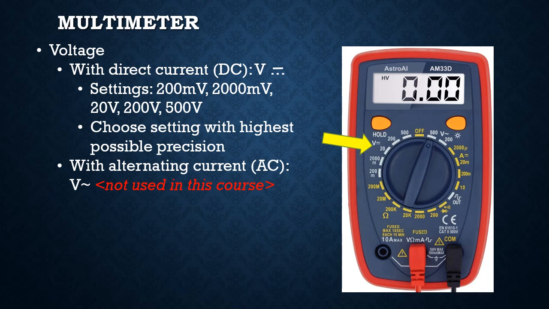So for example, to measure the actual voltage of a 9-volt battery, we can't use the 2-volt setting or the 200 millivolt setting because the 9-volt battery has a voltage that is higher than the range of those settings. If we do, then a 1 will appear on the display for the multimeter, indicating that the voltage is out of range. So the appropriate voltage for us to use would be the 20-volt range.